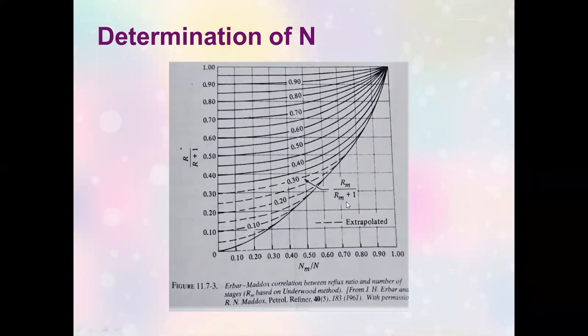So let's say, for example, you already have the R minimum and you have the R. You can determine, of course, this ratio NM over N. If you know the minimum number of stages, then the theoretical number of stages can be found. Or vice versa, if you know the theoretical number of stages, you will know the minimum number of stages. But the primary use of this diagram, which has an equivalent diagram in your Perry's Handbook, is in determining the theoretical number of stages without having to rely on the graphical method.